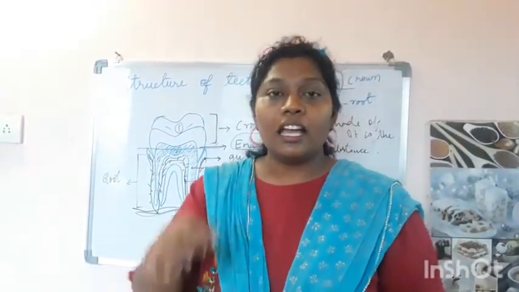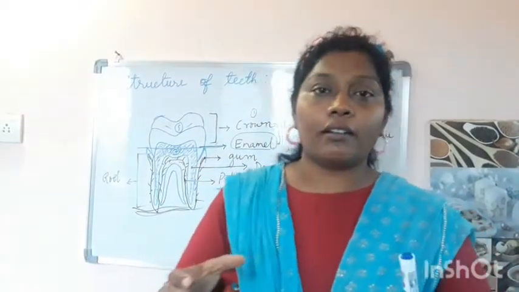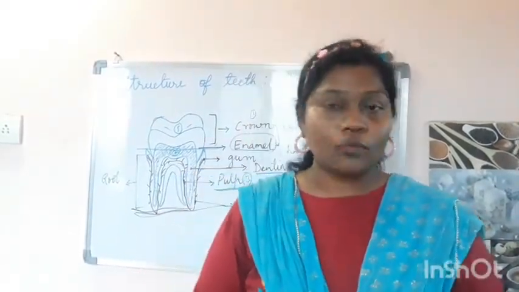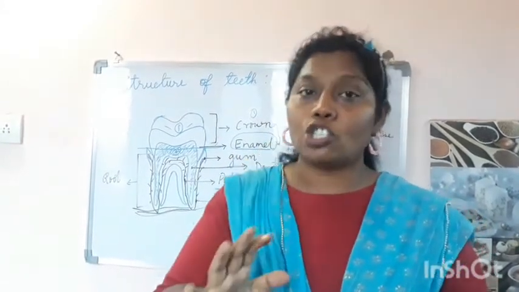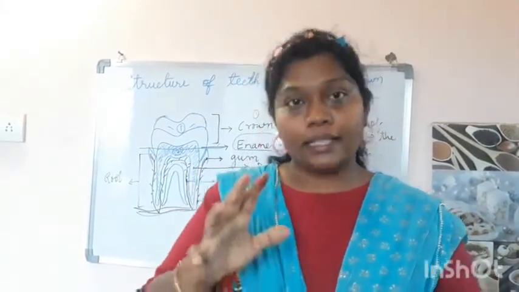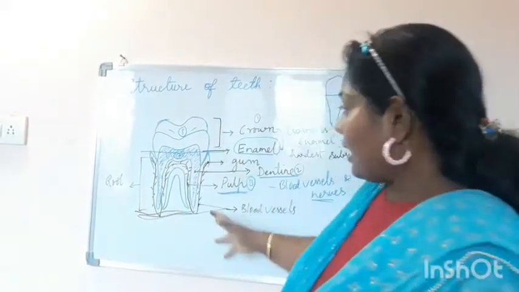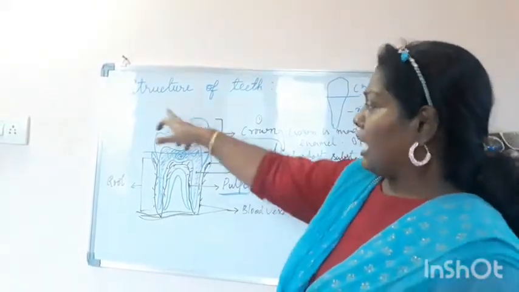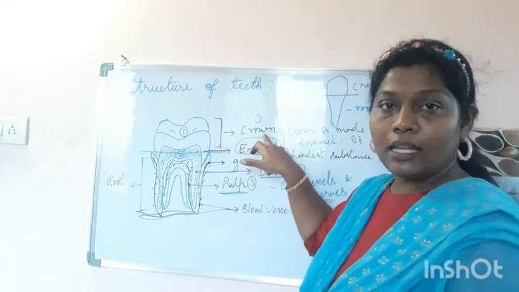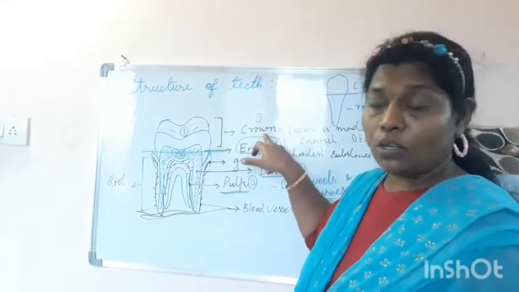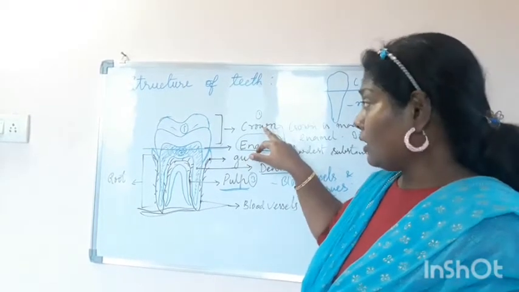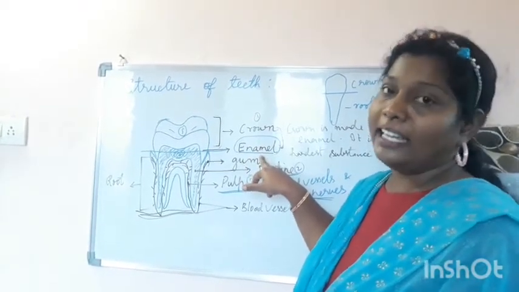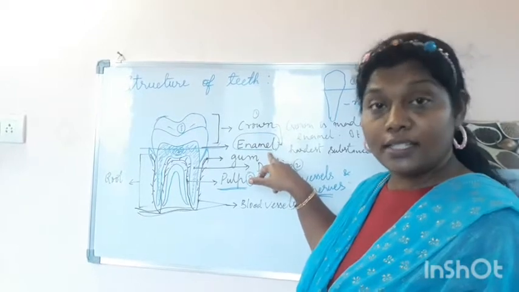See, children, if the teeth are moving from here to there, can you eat? Imagine. No, you cannot eat. So these teeth have to be very firm and strong. Then only you can eat. So, children, let us see once again. The outer part is called the crown. This crown is made up of enamel. It is the hardest substance.